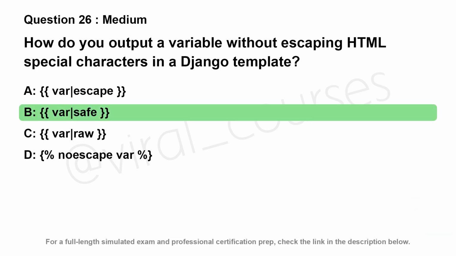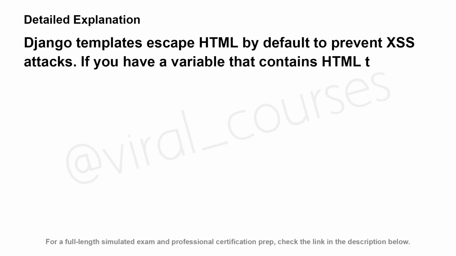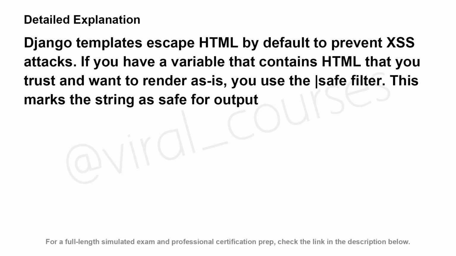The correct answer is B. Django templates escape HTML by default to prevent XSS attacks. If you have a variable that contains HTML that you trust and want to render as is, you use the safe filter. This marks the string as safe for output without further escaping.